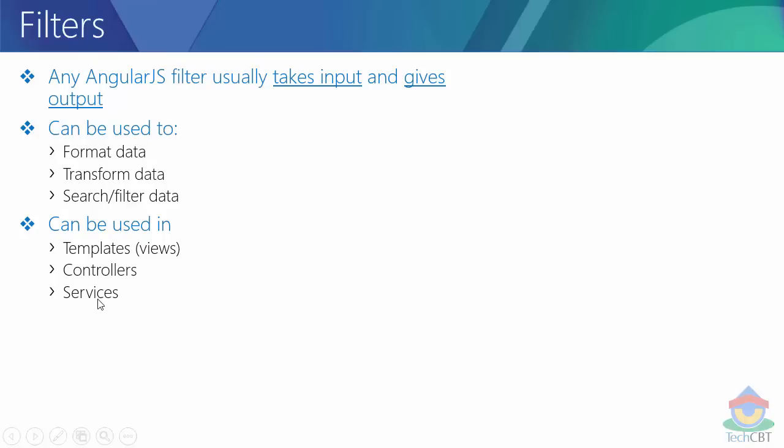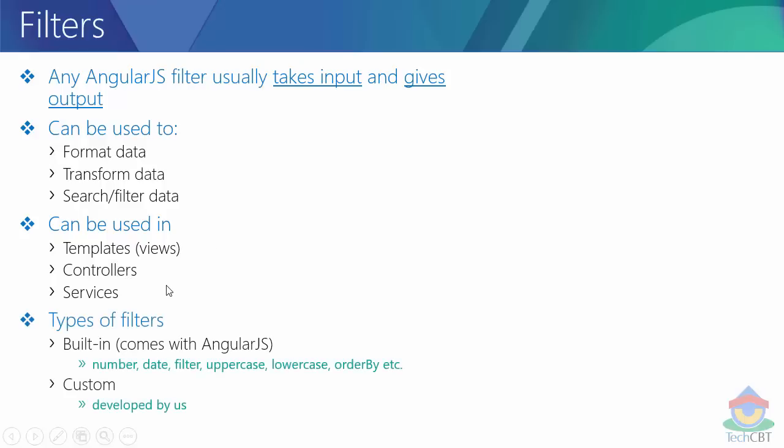So there exists more than one location where you can develop or use filters. Those could be directly in your HTML or view, the controllers, or even the services. What are the various types of filters we have? In simple terms, we have built-in and custom. The built-ins are the ones which actually come with AngularJS, which means if you include AngularJS, all those built-in filters are readily available for you.